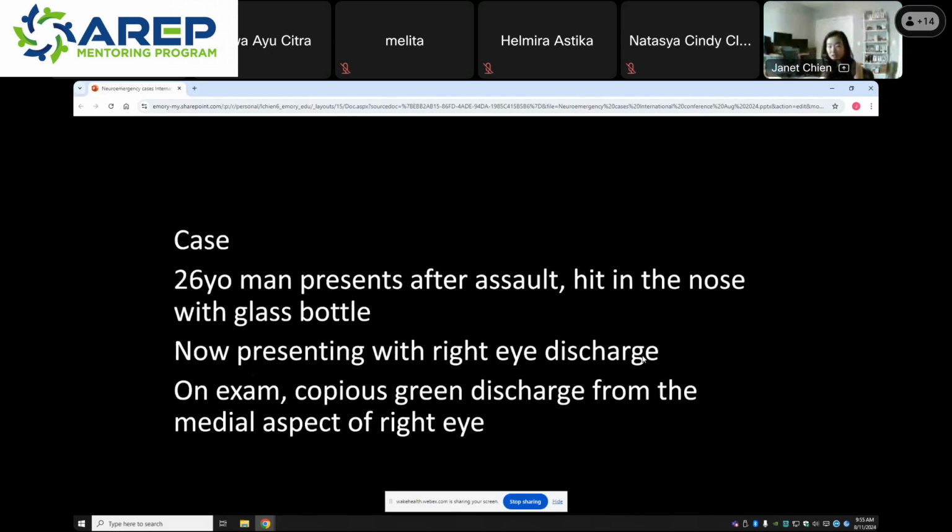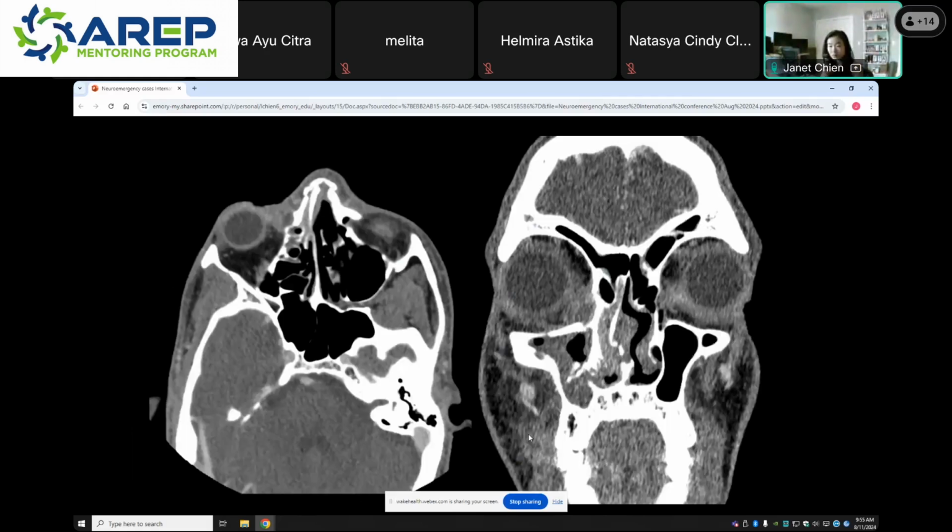Okay, next case is a 26-year-old man who presents after assault, hit in the nose with a glass bottle. Now he's presenting with right eye discharge. On exam, there's copious green discharge from the medial aspect of the right eye. What do y'all see here? So there's obvious facial fractures, but I want you to focus on here. What is going on here? Remember the history, copious eye discharge.